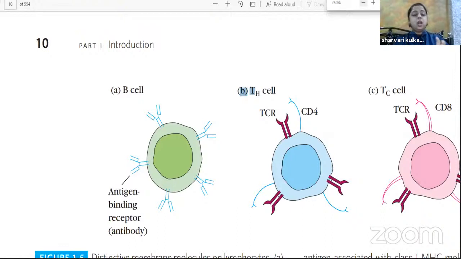So see here, this is B cell, this is T cell. On the membrane of B cell, you can see Y-shaped molecules which are present. These are called antibodies. And T helper cell, on which you have TCR, that is T cell receptor. Along with that, you can see markers CD4 and CD8. Now, wait, I'll just drag this. Yeah, and this is TC cell, where you have TCR along with CD8 markers. So always remember, T helper cell will be CD4+ and TC cell will be CD8+.